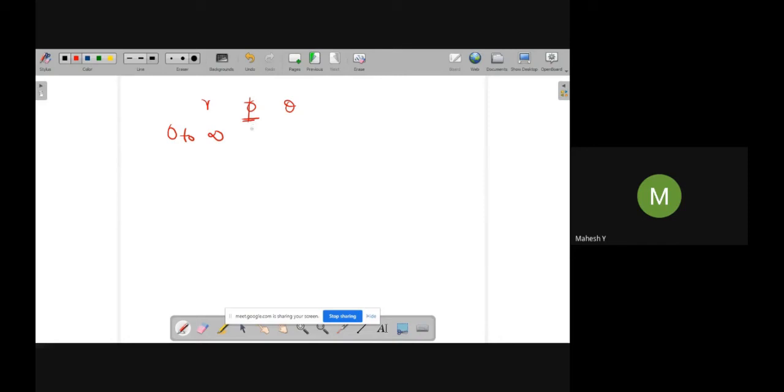So 0 to infinity. Now, what is the value for phi? Phi is the same angle. Yeah, 0 to, yes, correct. 0 to 360 or 0 to 2 pi. Okay, now the difficult part is the theta angle.